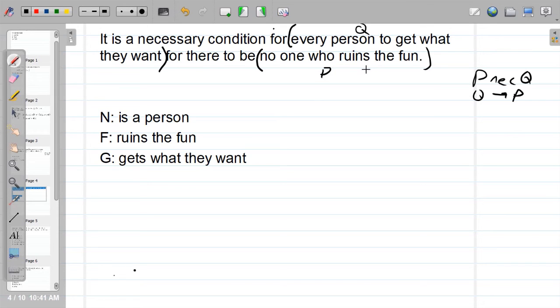Okay. So we know that this thing is a conjunction. We're saying something is a necessary condition for something. And we decided that if P is a necessary condition for Q, we're saying if a person gets what they want, then it must have been the case that no one ruined the fun. Yeah? I'm still not sure how you know it's that way and not the other way. So there's the thing that is the necessary condition and the thing that it is a necessary condition for. So it's the 'for' that is the hint.